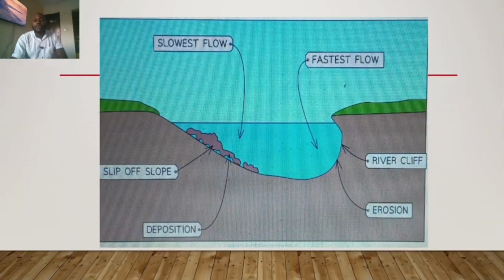Now let's look at this picture. The slowest flow occurs on the inner side of the bend, and on the outer side we have the fastest flow. That means we'll be having deposition on the inner side. Remember, the sediments are carried along. Then on the outer side, because of the fast flow, we are going to have erosion taking place. Understood?